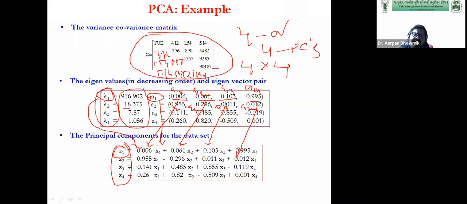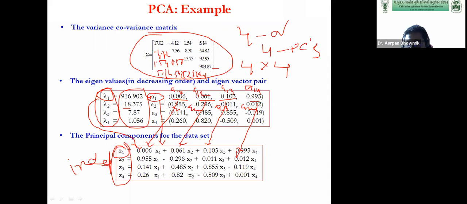You can see in each PC all the variables are there, and the coefficients are nothing but the corresponding eigenvector entries. And these PCs are independent. These Zs are independent of each other. Original variables may not be independent. So these things you have to remember.